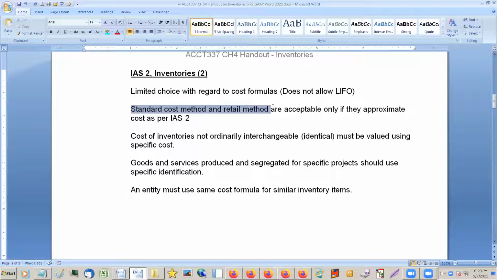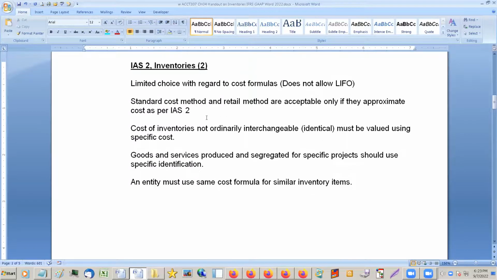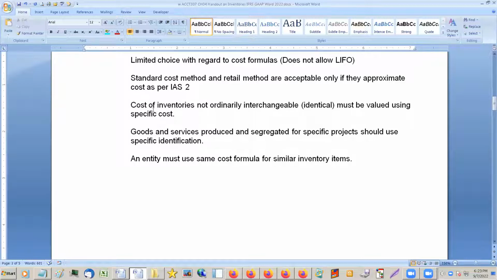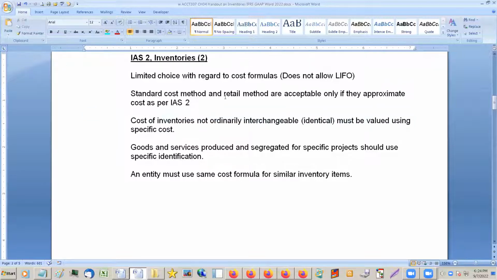standard cost method, retail method. We could go into those, but I'm not going to, just because the methods are exactly the same. They say they're allowed only if they approximate the cost, and that's true for GAAP also. Inventories that are not ordinarily interchangeable must be valued using specific costs. So if you have inventories that are not the same, you cannot lump them together and use FIFO or average cost or something like that. You have to specifically identify them.